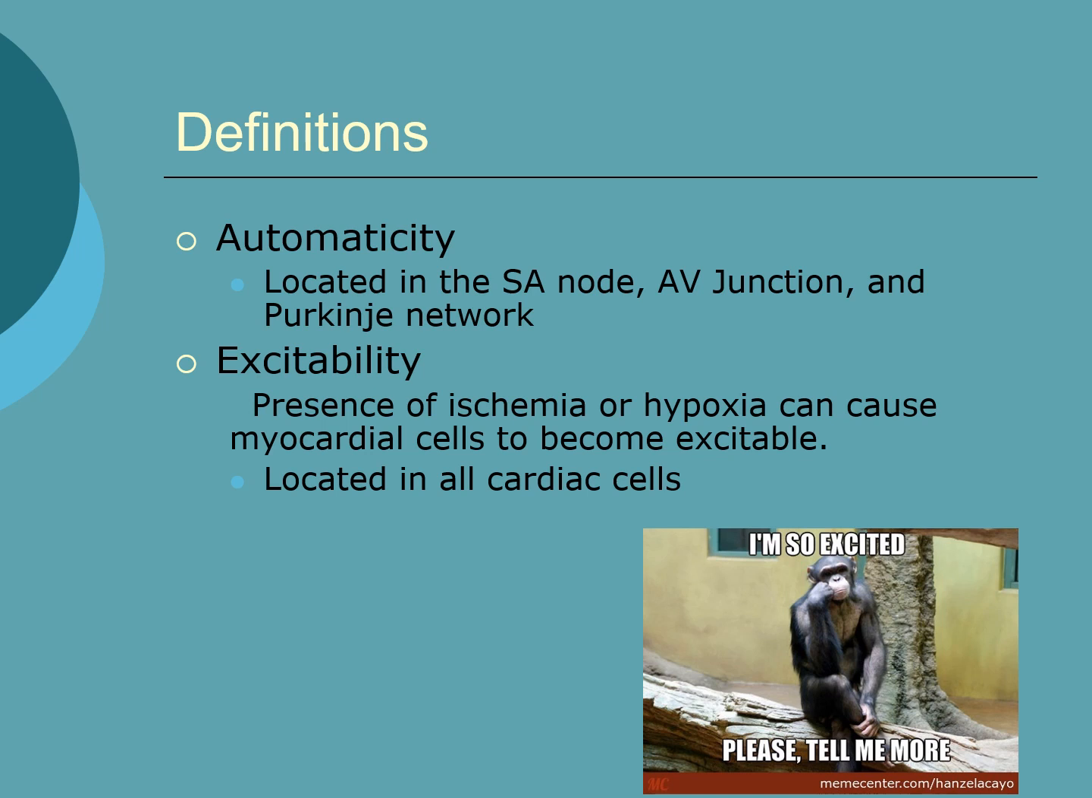So these are located in the SA node. The SA node is your primary pacemaker. Your backup pacemaker is your AV. And then the Purkinje network is ultimately the last one. That would be more of a ventricular rhythm ultimately when we get down to it. So your automaticity cells are mainly located in your SA, AV, and Purkinje network.